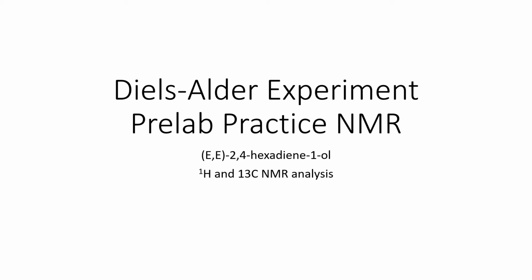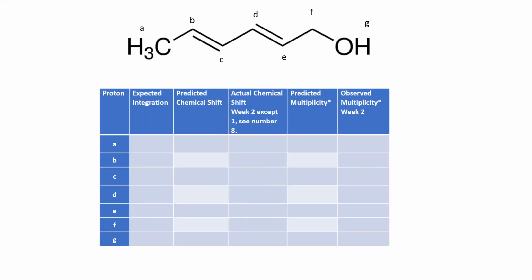Okay, so this is a little practice for your pre-lab assignment on the Diels Alder. We're going to analyze EE24-hexadiene 1-ol, which is one of the starting materials. I'm going to analyze it for you here. I'm going to do the same stuff to this that you're doing for the pre-lab, for the product, okay? So this is to help you figure out what you're doing. You are asked to analyze your product, and I'm going to analyze this starting material in the same way.